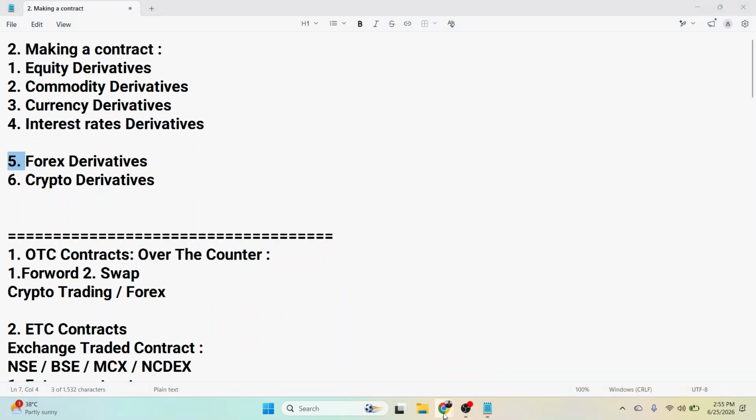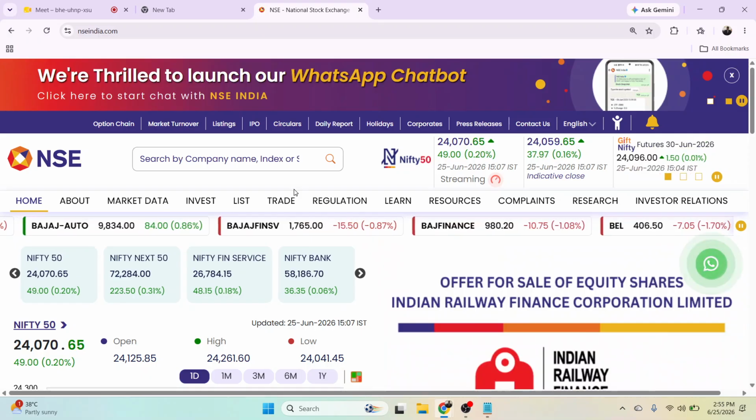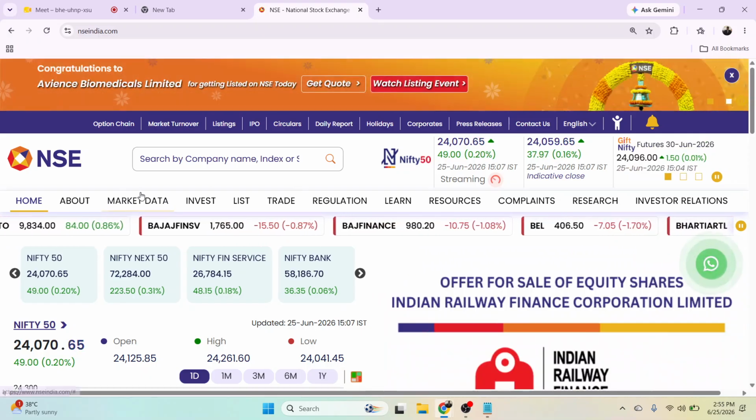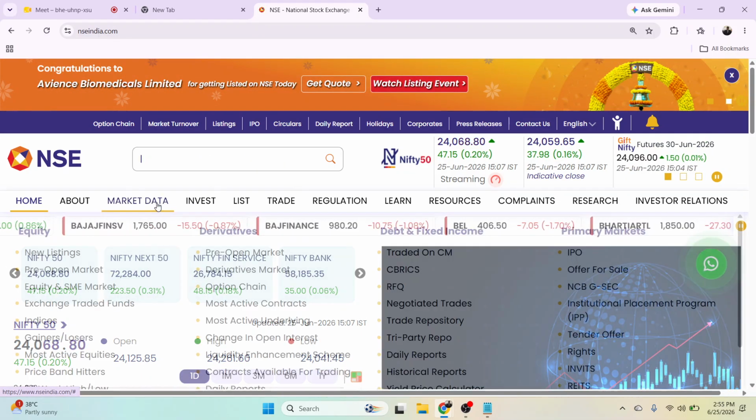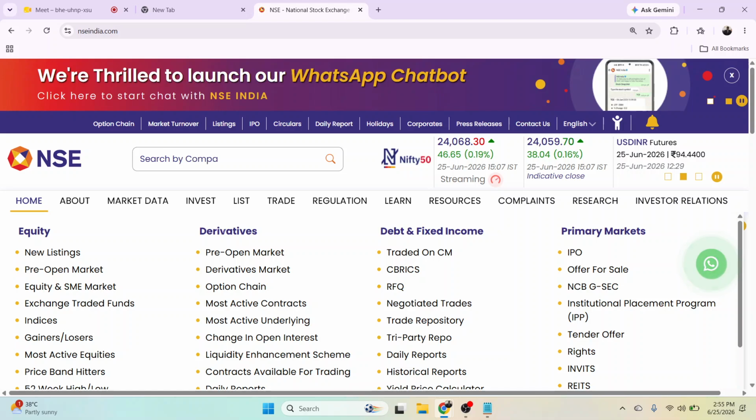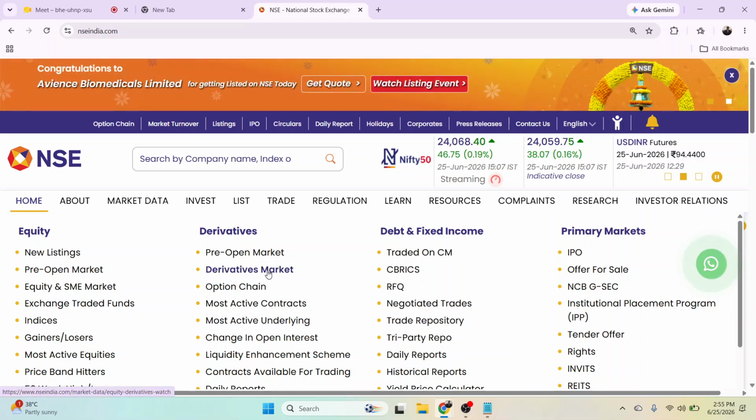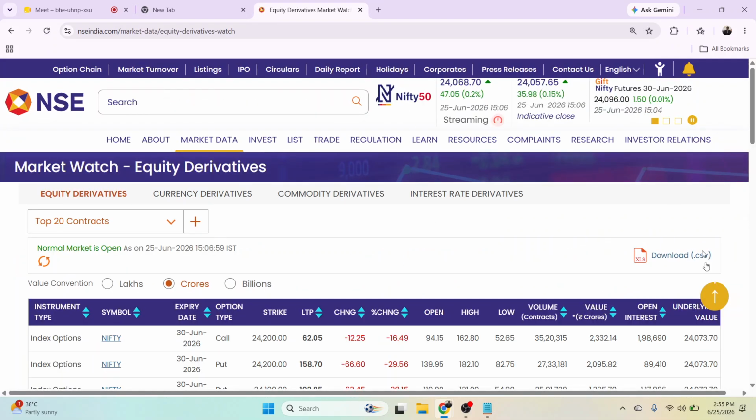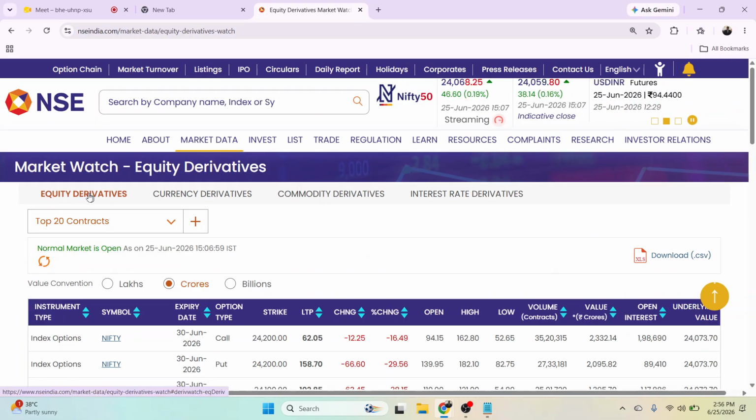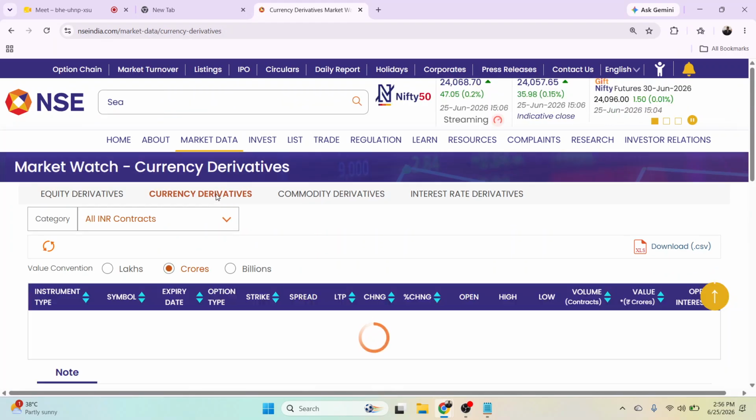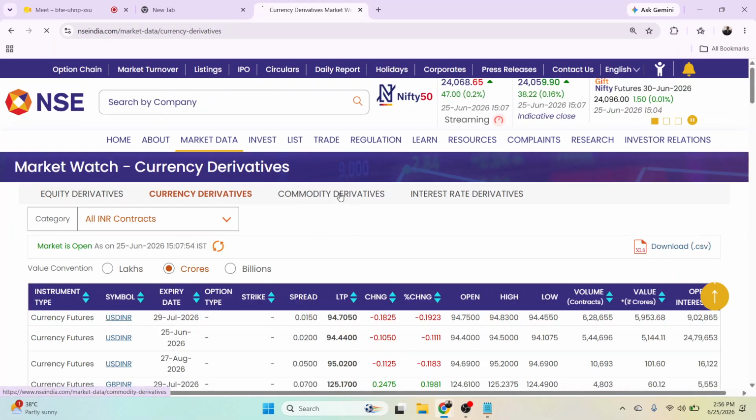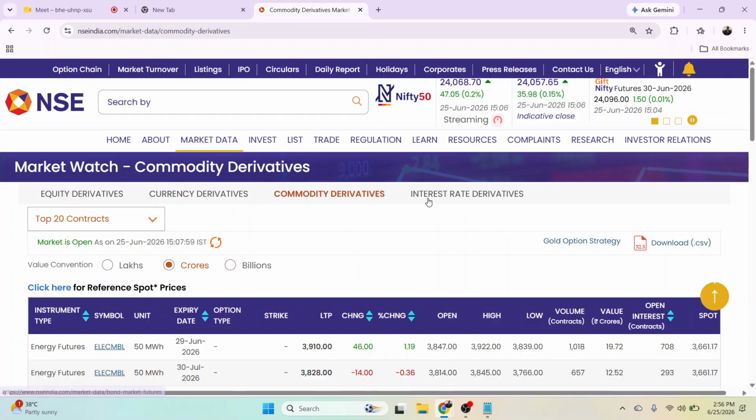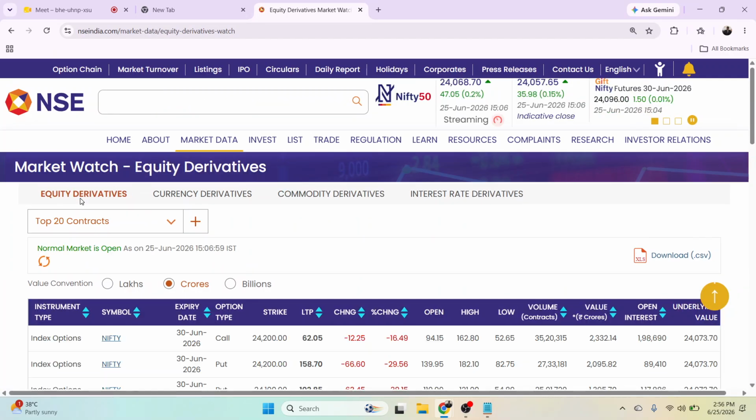Now you can see the NSE website is working properly. If you go to this section, derivatives, this is the derivative market. If you click here, you can see these are the different kinds of segments. First one is equity derivative, second is currency derivatives, third is commodity derivative, and fourth is interest rate derivative. The first thing is equity derivative.